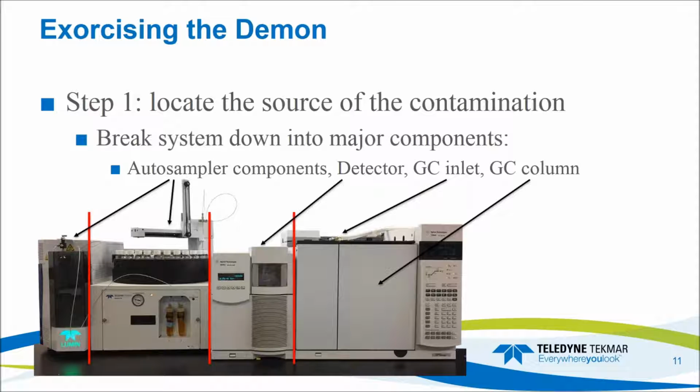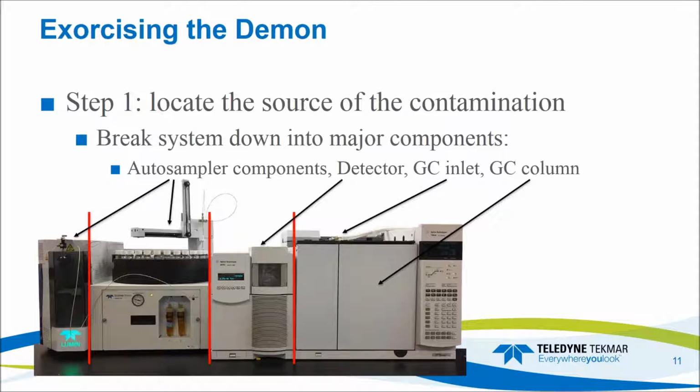Okay. So the first thing we want to do when we're trying to find the source of our contamination is break our system into the major components and then test each one of these individually. So for instance, on the GC, we could look at the GC inlet, the column, and the detector as 3 separate components. And then with the autosampler, depending on what style of autosampler you're using, we can likely break that down into some major components as well.